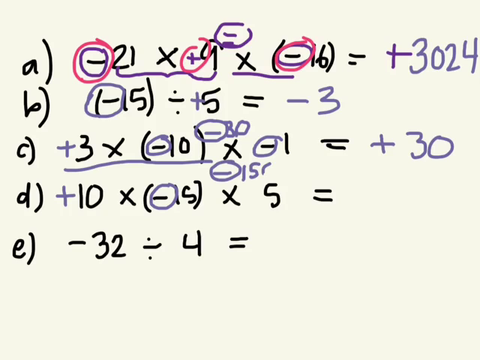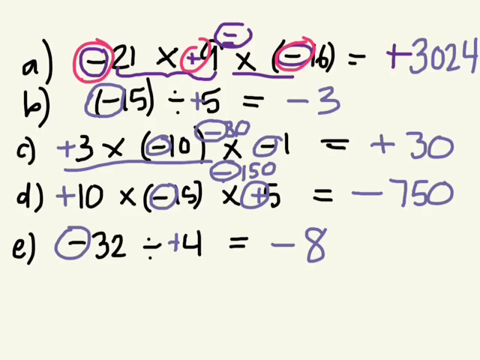150 times a positive. So we have a negative times a positive. Negative. It's helpful to put the sign first, and then we can just calculate 150 times 50, which is 750. So negative 750. Good. And then the last one, we have a negative divided by a positive. It's a negative, and 4 goes into 32 8 times.